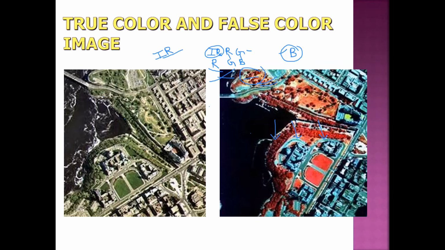See, this is the natural color. Actually, this is natural, but this is the FCC, meaning false color composite. We are compositing it to understand. See, in this image, this is the true color. Obviously, wherever it is green in color, that means there is vegetation.